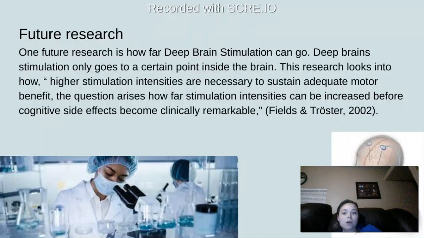Future research. One future research topic is how far deep brain stimulation can go. Deep brain stimulation only goes to a certain point inside the brain. This research looks into how higher stimulation intensities are necessary to sustain adequate motor benefit. The question arises how far stimulation intensities can be increased before cognitive side effects become clinically remarkable.